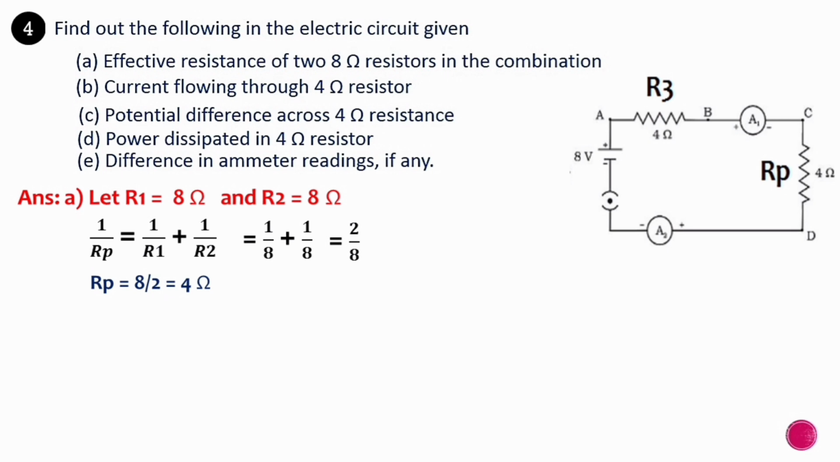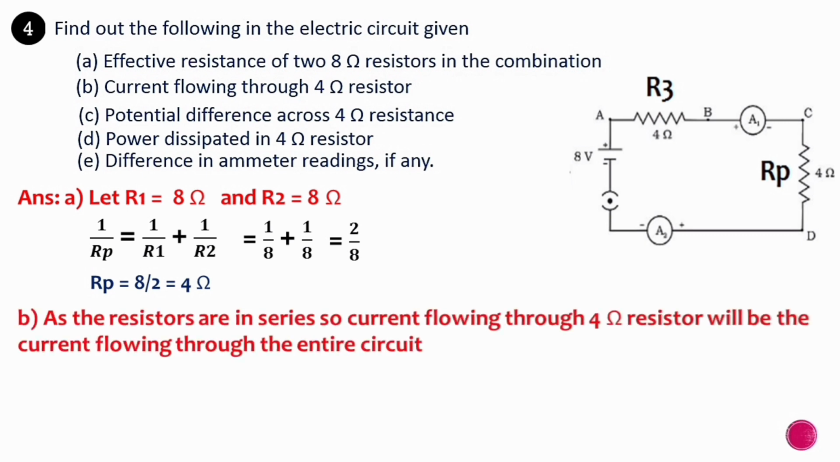Let R3 be the 4 ohm resistor. We have already found out the effective resistance of the two 8 ohm resistors. So notice the change in the circuit. Now the two 8 ohm resistors have been combined and it has become Rp. Since these two resistors, that is R3 and Rp, are in series, the current flowing in the circuit will be the current through the entire circuit. Hence let us use the formula I is equal to V by Rs.